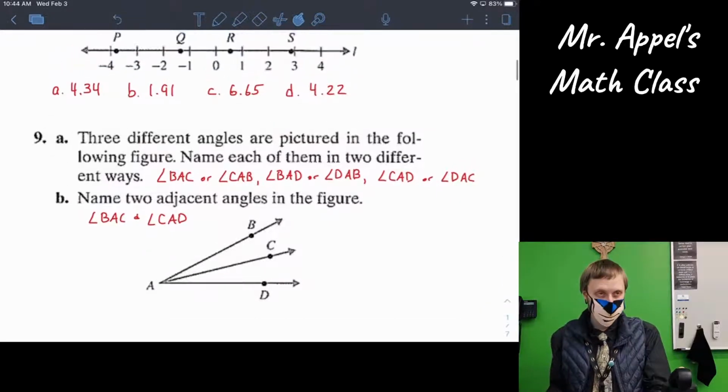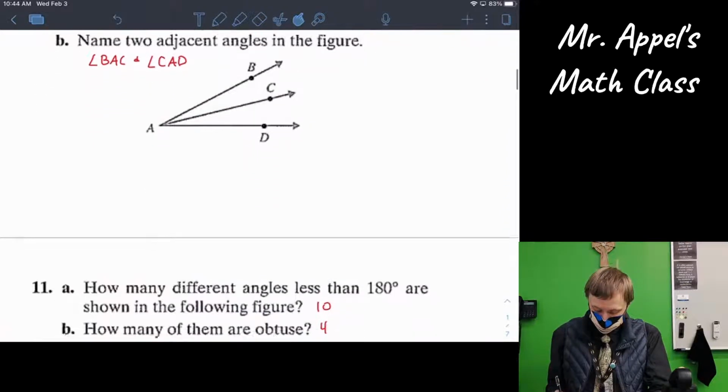Any questions on this first page? No? All right, then. Carrying on.